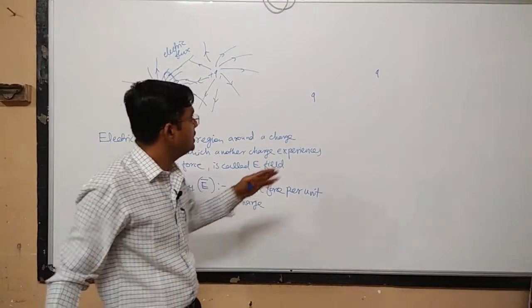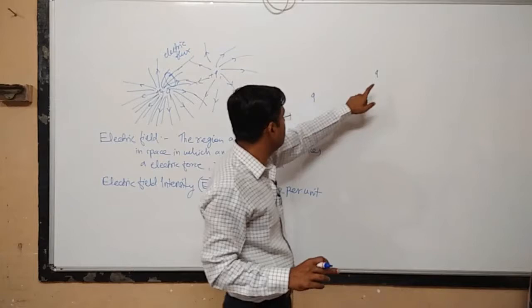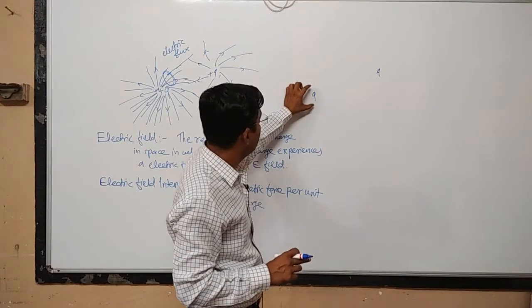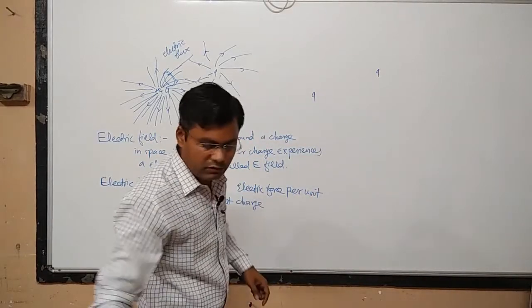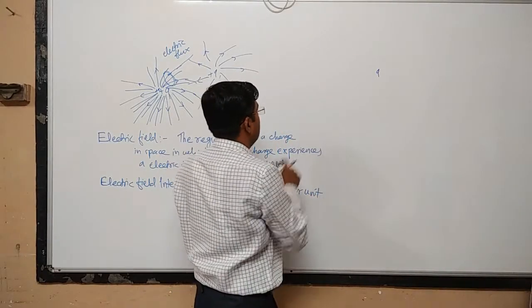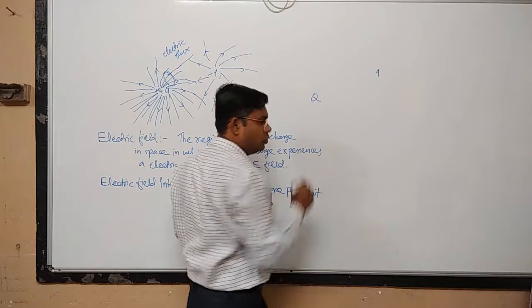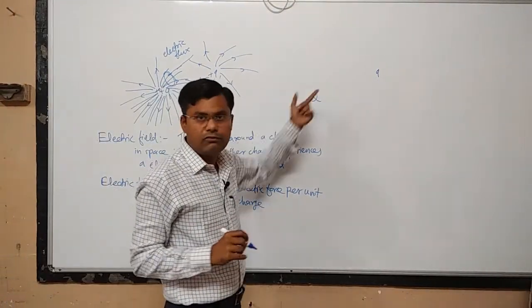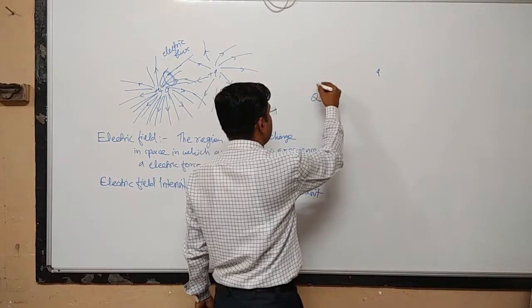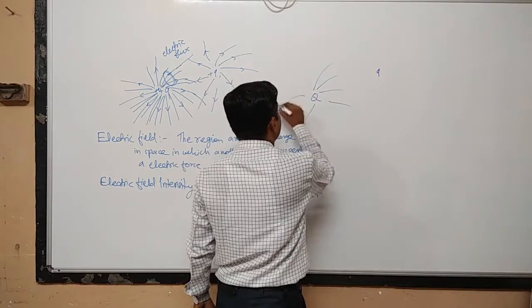Okay, so that particular charge is called a test charge. Initially we were having this amount of charge, so we will represent this charge by the letter Q. This is the charge which is creating the electric field. Since this is a charge, it will create the electric field.